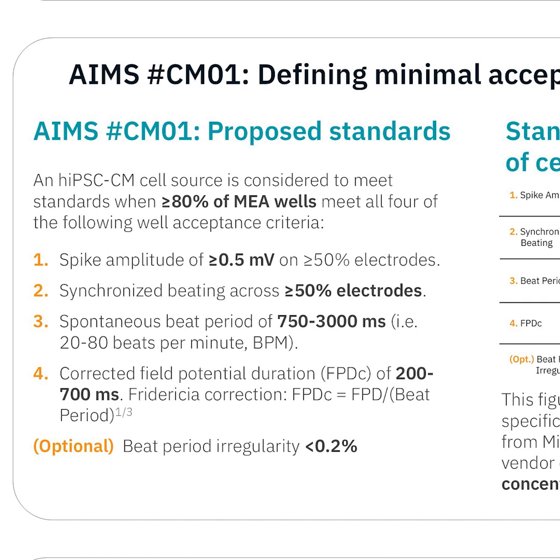4. A corrected field potential duration of 200 to 700 milliseconds, where the field potential duration is corrected using the Federici correction. The acceptable corrected field potential duration range is wide. However, the rationale for this range was inferred from the SIPA pilot study, which used iPSC cardiomyocytes from 2 vendors with corrected field potential durations at the 2 extremes of this range.